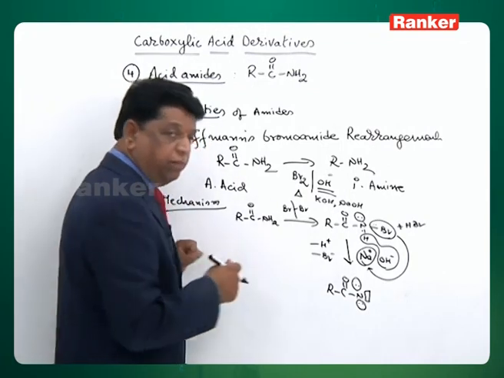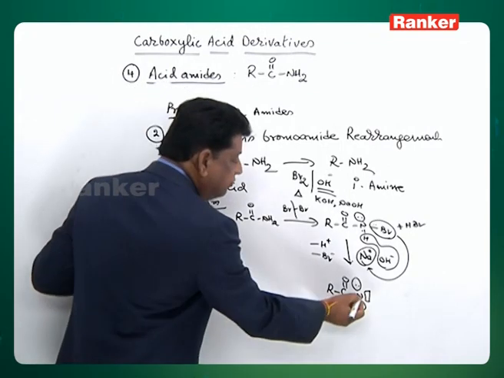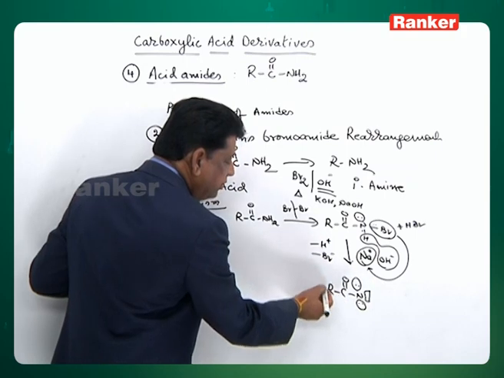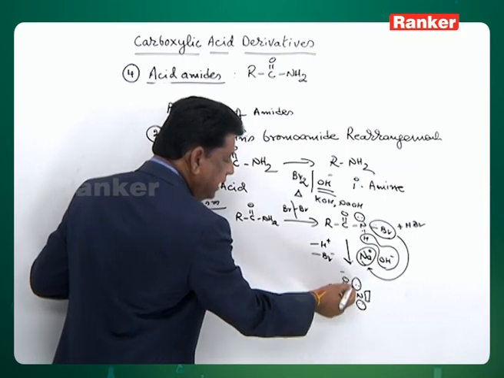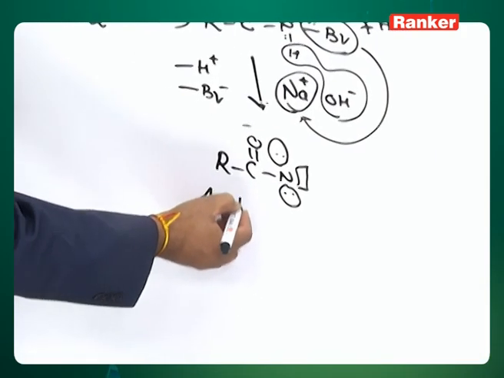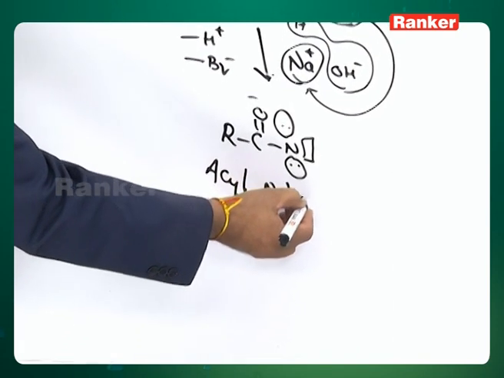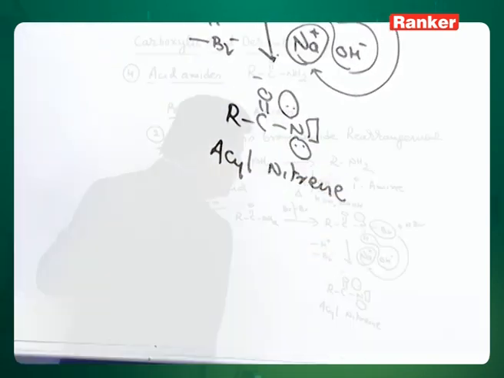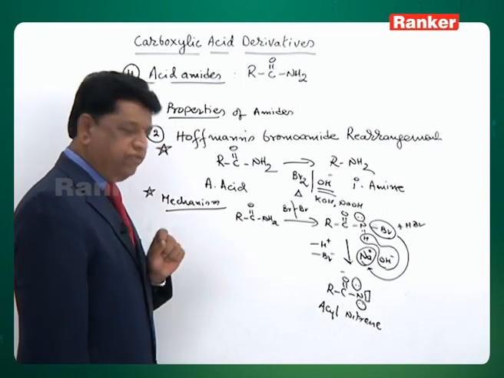Such a type of carbon is called a carbene. In the case of nitrogen it is called a nitrene. This is an acyl group, so we call it an acyl nitrene. This intermediate compound, acyl nitrene, is formed, and it is very unstable.